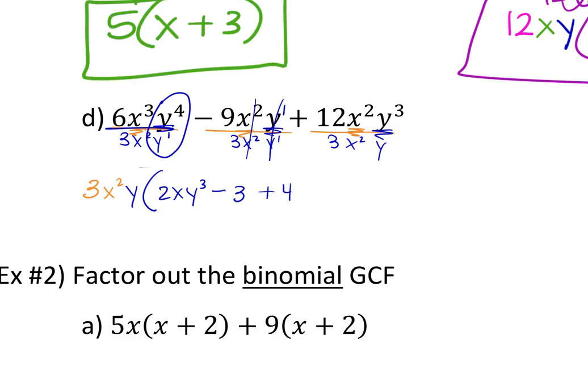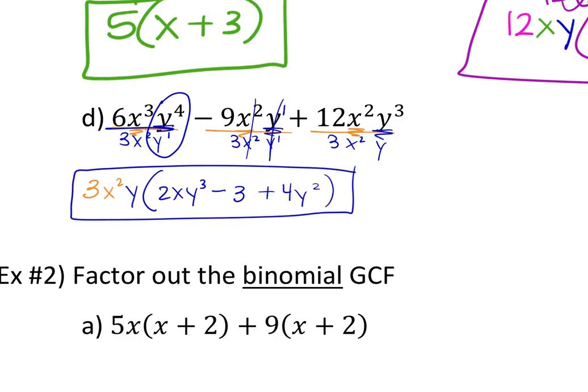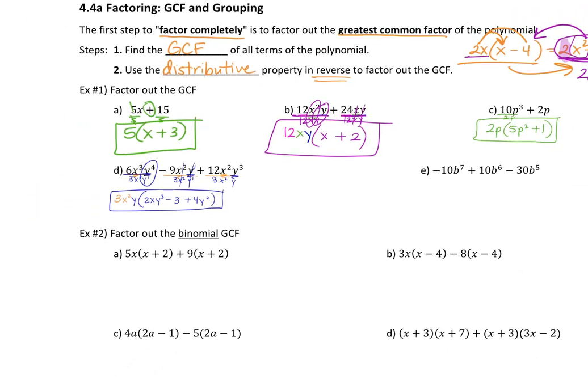4y to the second. Okay, I'm not going to be real concerned about order right now. Mathematically speaking, they'd probably flip-flop those last two because you usually do bigger exponents first and a constant at the end, but I don't care. You can leave it like that. All right, you try E.